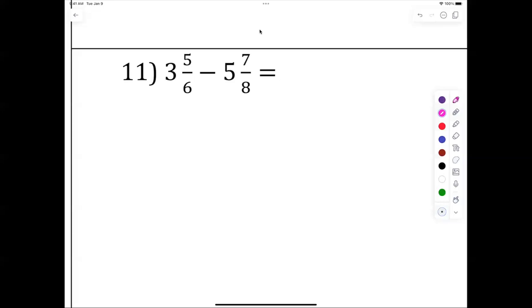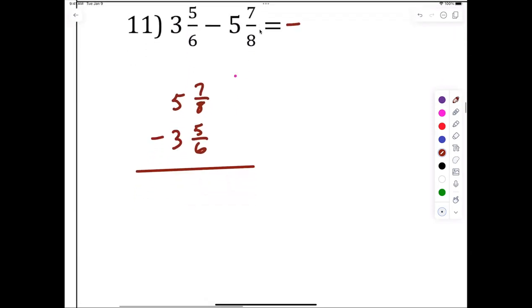When I'm subtracting, I want everybody to tell me, is the answer going to be positive or negative? Negative. It's definitely negative. Now, why is it negative? Because 5 is greater than what? 3. So now I'd like everybody to put down 5 7/8 minus 3 5/6. That's what we're doing. Notice I put the large number first. 5 is bigger than 3, so I put the 5 first.